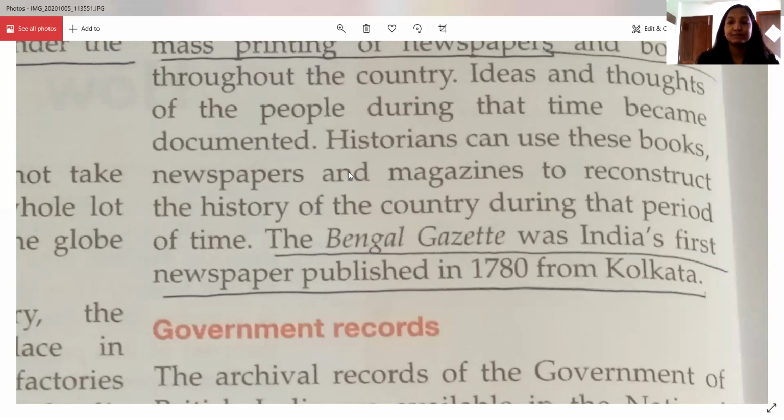Now, which was the first newspaper in India? It was the Bengal Gazette. Do remember the name, the Bengal Gazette, which was the first newspaper in India that was published.